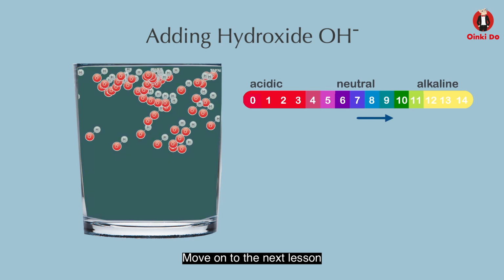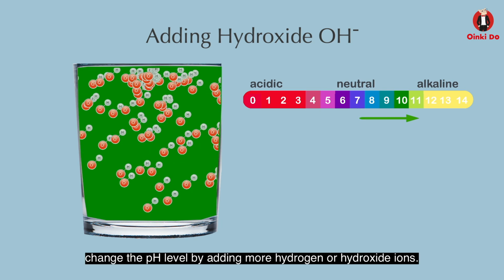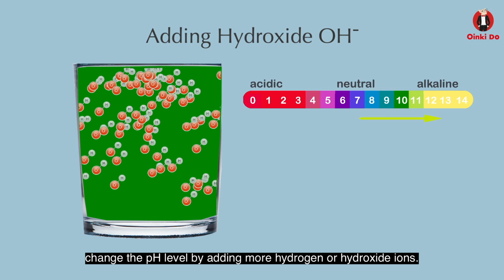Move on to the next lesson that shows how chemical compounds change the pH level by adding more hydrogen or hydroxide ions.